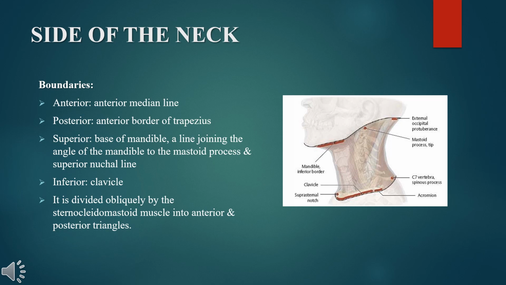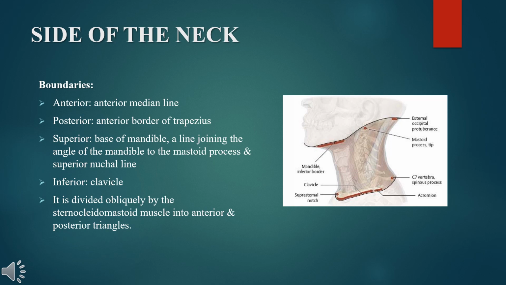Side of the neck is quadrilateral in shape and it is bounded anteriorly by the anterior median line, which is an imaginary line, posteriorly by the anterior border of trapezius muscle, superiorly by the base of the mandible, a line joining the angle of the mandible to the mastoid process, and superior nuchal line, inferiorly by the clavicle.